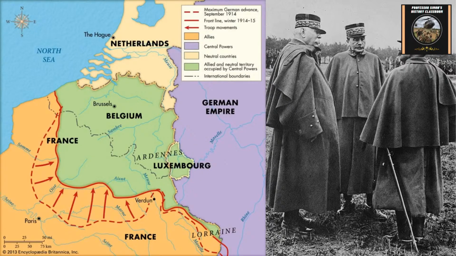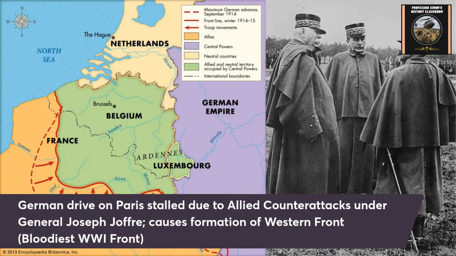I'll get to it in a second, but there's that general that's kind of in the middle right there. That's General Joseph Joffre. That's a famous general in World War One. He's kind of on the left there in that picture. And he has a counterattack that he pushes back, which helps stall the whole German drive in the war. And it's going to eventually lead to what's really the Western Front forming afterwards in 1914, which ends up being one of the bloodiest fronts in World War One.